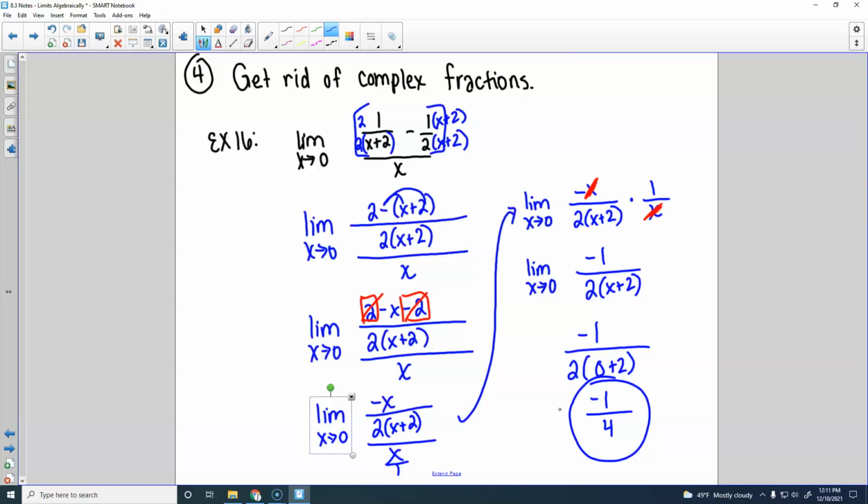All right, questions? All right, so this is pretty much everything you should run into for your limits algebraically. You guys have that worksheet that I gave you the other day. That is what we're going to do for the rest of class, so hopefully you will have time to get all of it, if not most of it, done.